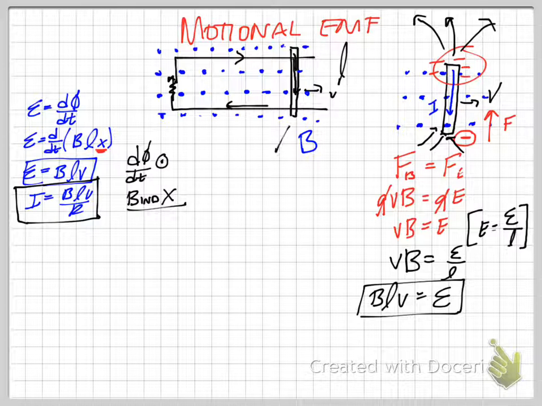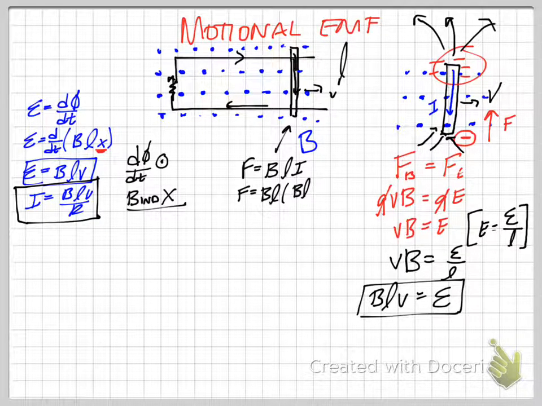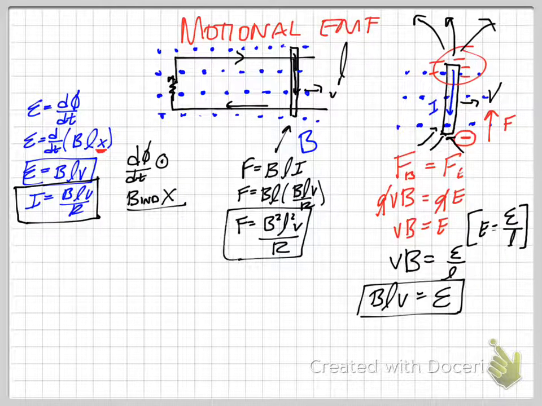Now, one more thing that we do need to remember for this is that once we have a current in this rod, it experiences a force. The force on that rod is the magnetic field times the length times the current. And we just solved for the current in both places, so the force on that rod is going to be the magnetic field times the length times BLV over our resistance. And so the force that this experiences is B squared L squared V over the resistance.